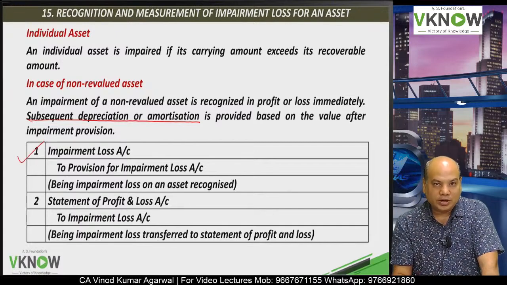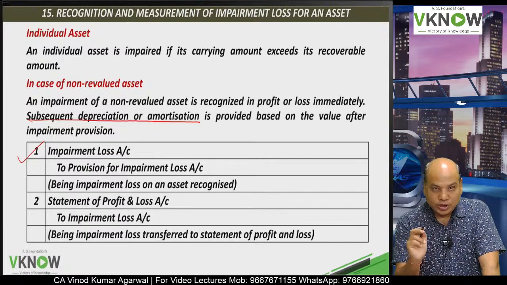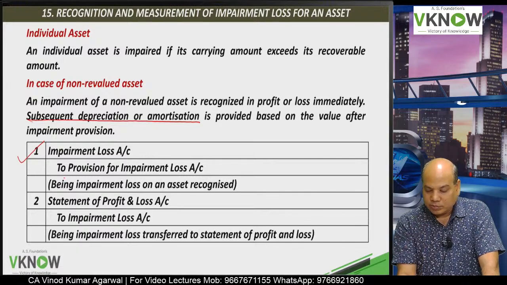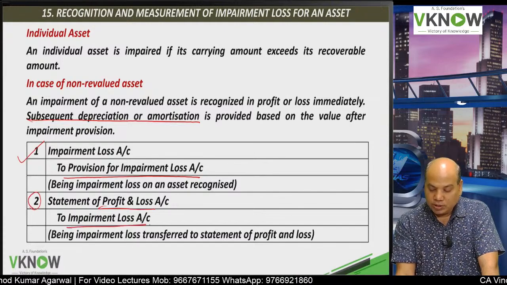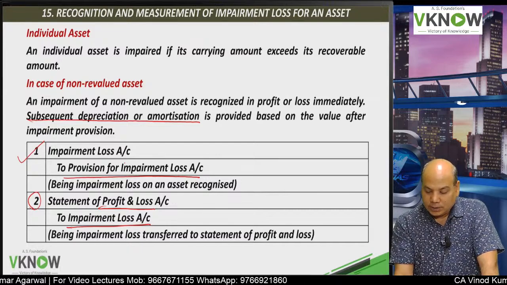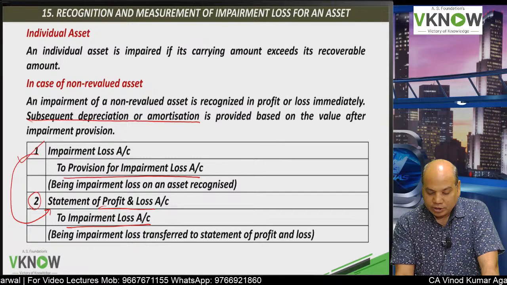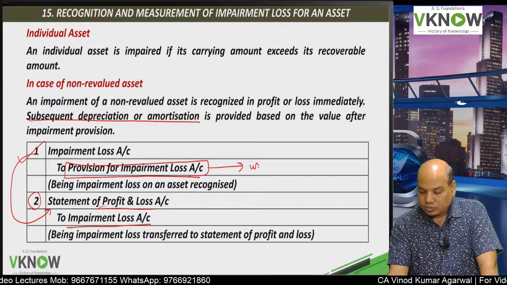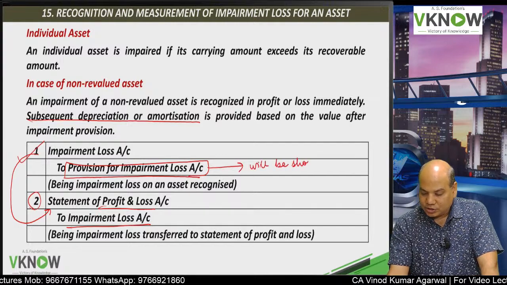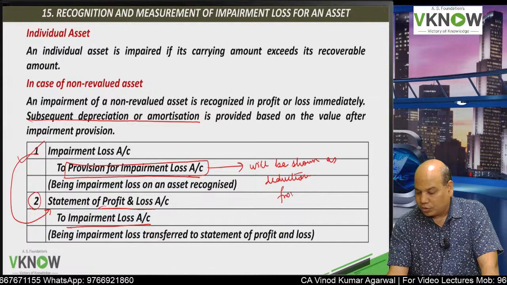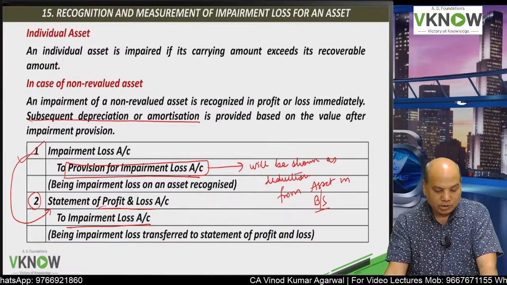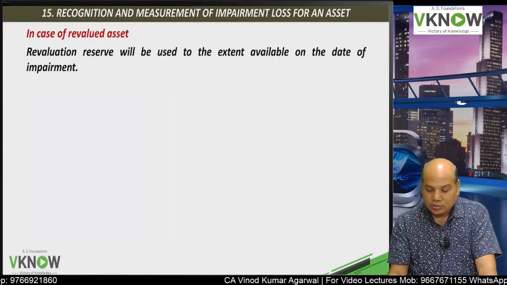Then we have the accounting entry. Accounting entry 1, two entries will pass. Impairment loss account debit to provision for impairment loss. And second entry, P&L account debit to impairment loss. Impairment loss will be closed by transferring to P&L account, but provision for impairment loss will be shown as a deduction from the asset in the balance sheet.